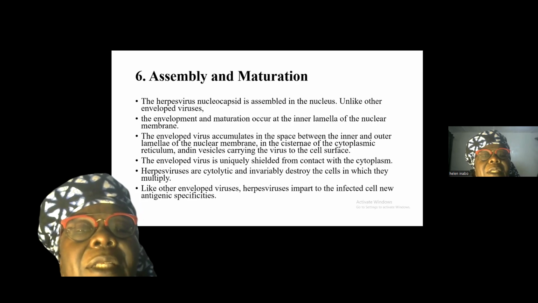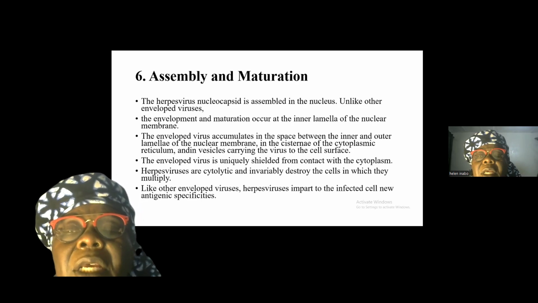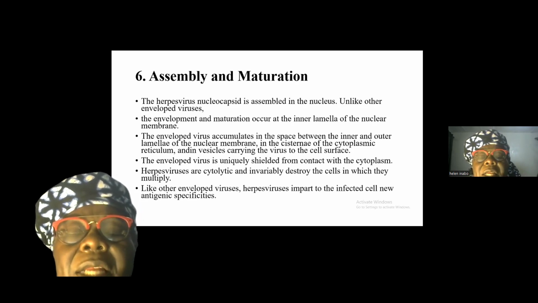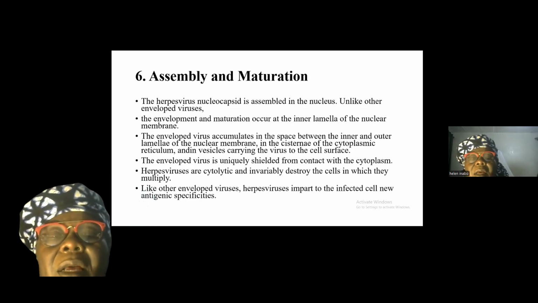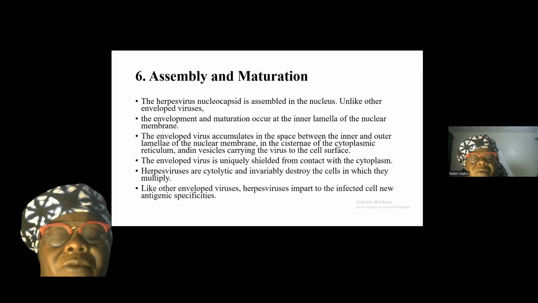The next step is assembly and maturation. The herpes virus nucleocapsid is assembled in the nucleus. Unlike other enveloped viruses, the envelopment and maturation occur at the inner lamella of the nuclear membrane. The enveloped virus accumulates in the space between the inner and outer lamella of the nuclear membrane, in the cisternae of the endoplasmic reticulum, and in vesicles carrying the virus to the cell surface.